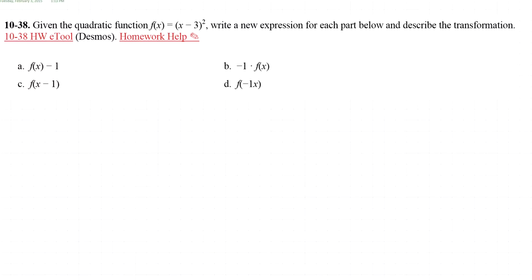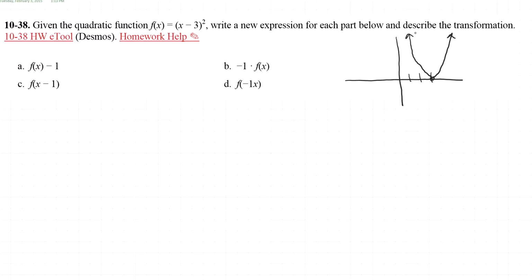All right, so in 10-38, it says given the quadratic function f of x equals (x minus 3) squared, write a new expression for each part below and describe the transformation. Okay, so it's important for us to know that when we do certain things to a function, what's going to happen to it so we can predict. When we look at this initial graph, we're going to get a quadratic that's going to be at 1, 2, 3, and so we're going to get something that looks like this, okay?